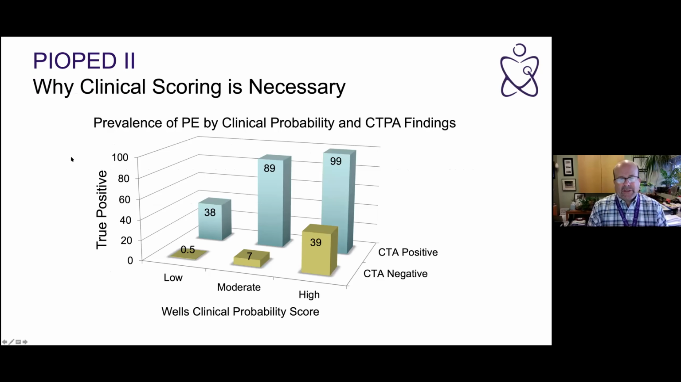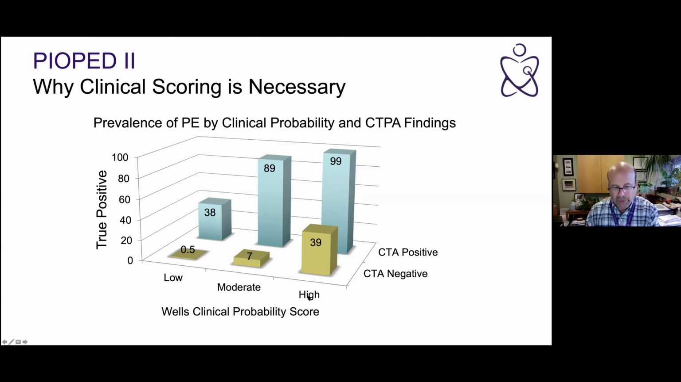Why is clinical scoring necessary, though? And I want to share these data from the PIOPED-2 trial, which now is getting a little bit long in the tooth. But this was a study where they looked at the clinical probability of PE and the CT pulmonary angiogram findings, and then everybody got an invasive pulmonary angiogram. That was the gold standard in this study. And here what you see on the x-axis is the probability score. They used Wells, low, moderate, or high. Here on the y-axis, true positive, and on the z-axis, whether the CTA was negative or the CTA was positive.